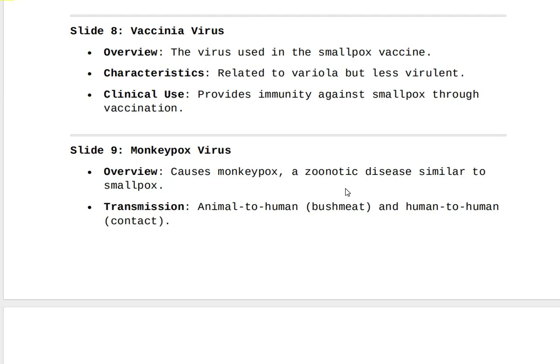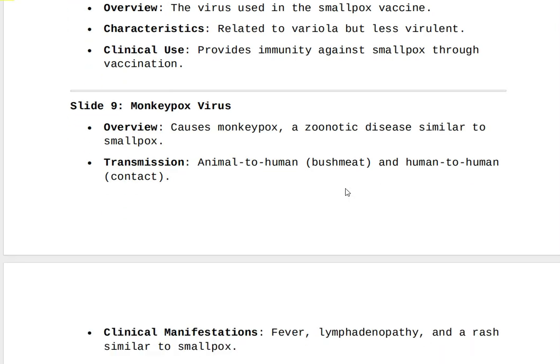Vaccinia, the next one, is used to produce the smallpox vaccine. It has a similarity to variola, however, it's less virulent. So, well, we have mentioned that it was used to produce the smallpox vaccine.